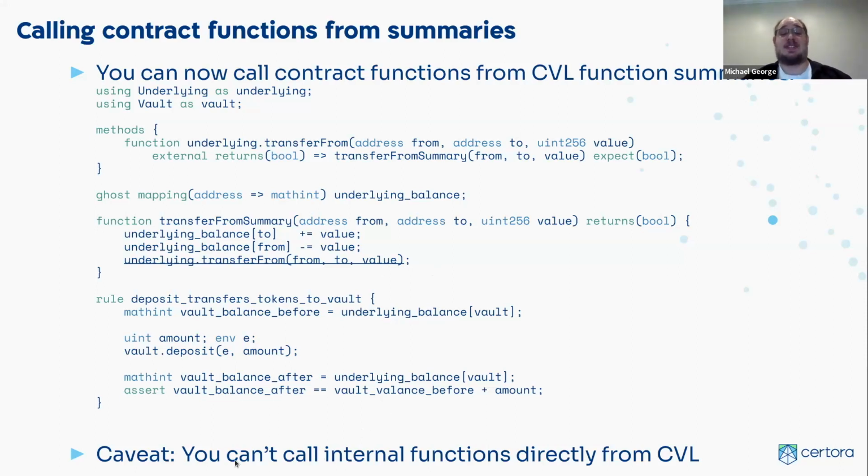One caveat I'll mention, this isn't anything new having to do with this feature, but you can't call internal contract functions directly from CVL. And that includes this feature, so you also can't call internal contract functions from summaries. If you want to do that, you'll need to add a harness that is an external function that calls through to the internal function. Okay, so that's one new feature that is, as I said, available in beta.